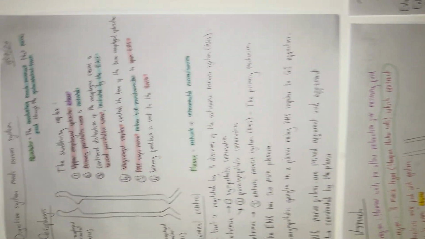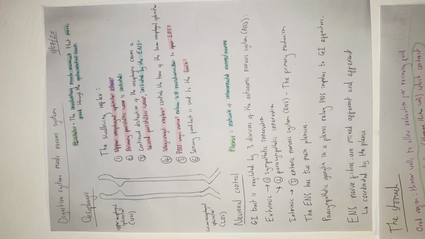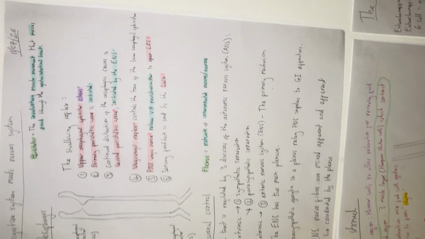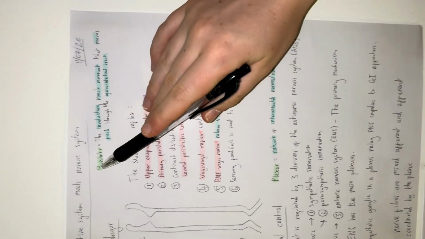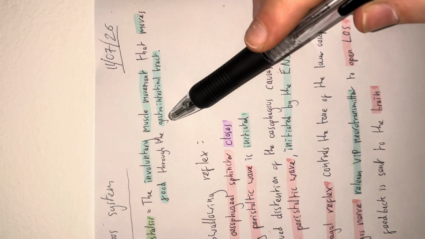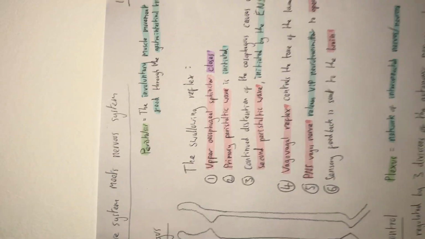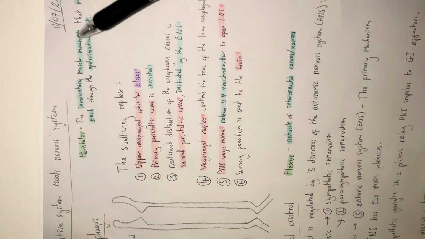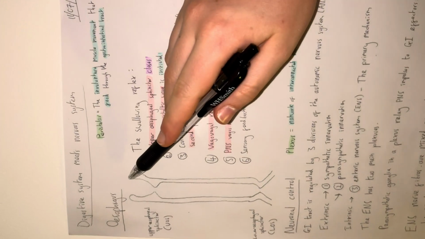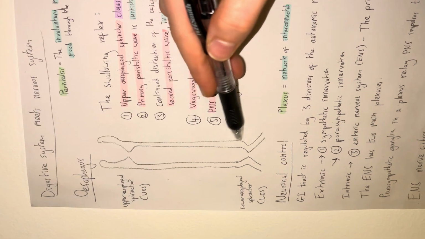Finally, in today's lesson, we have the digestive system meeting the nervous system. Now, I'm not sure if this is blurry, so I might just stand up to make it a bit easier. So, we have a definition here. Peristalsis is the involuntary muscle movement that moves food through the gastrointestinal tract. So peristalsis is just the contractions moving food down the entire tract.